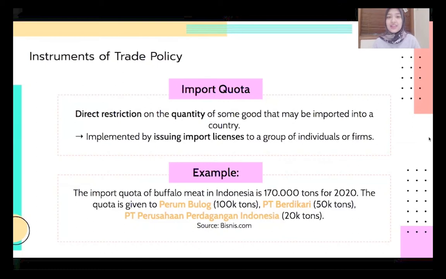For example, there is recent news in Indonesia regarding buffalo meat import. Retrieved from business.com, our government has determined the import quota for buffalo meat is 170,000 tons for this year. It means that our country is not allowed to import more than 170,000 tons of buffalo meat. And here in this example, the licenses are given to only 3 firms. They are Perum Bulog, PT Berdikari, and PT Perusahaan Perdagangan Indonesia. So, only those 3 firms are allowed to import buffalo meat.